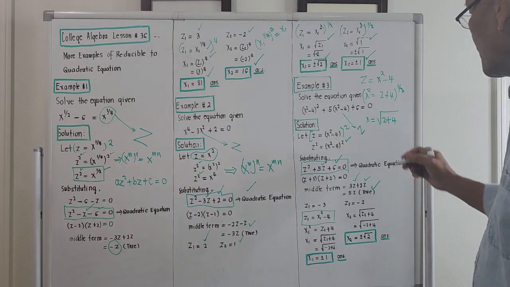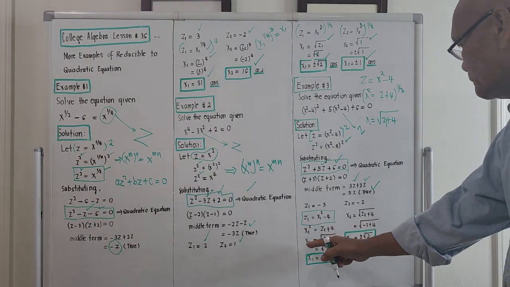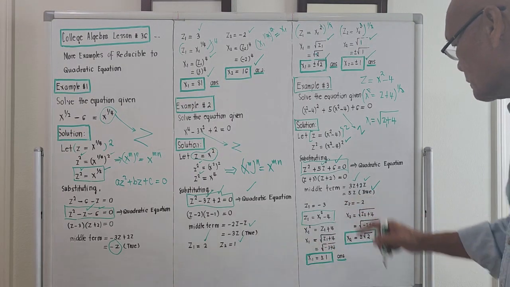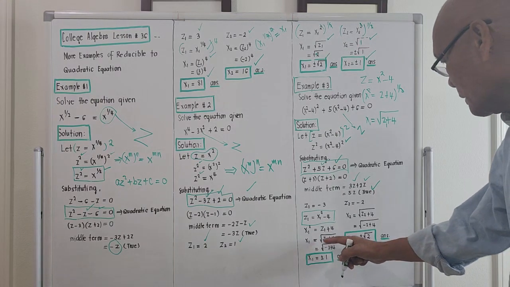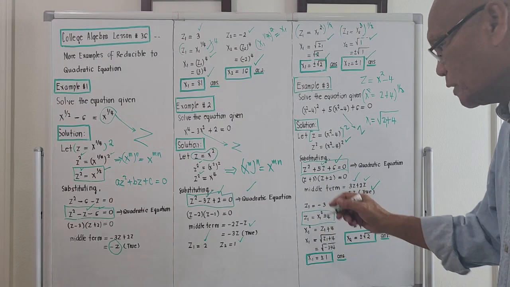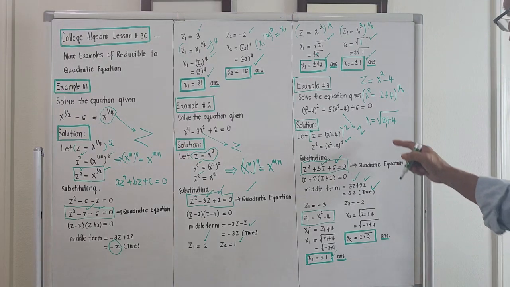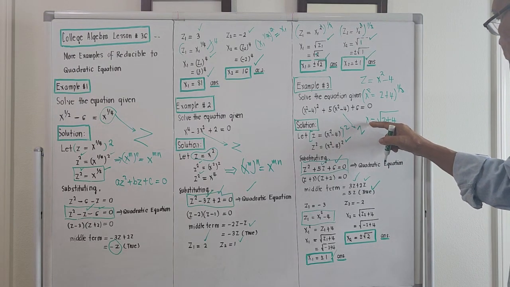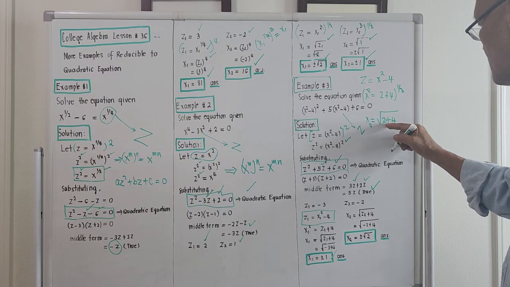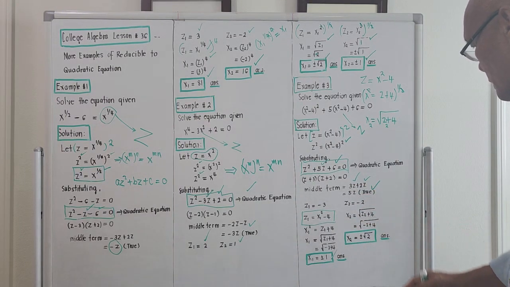So if we are computing for the first value, this should be x1 and this should be z1. So x1 will be the square root of z1 plus 4. So this should be negative 3 plus 4, which is 1. The square root of 1 could either be plus or minus 1. Second value, we will just use the same formula, replacing the subscript, because we are solving for the second value of x.